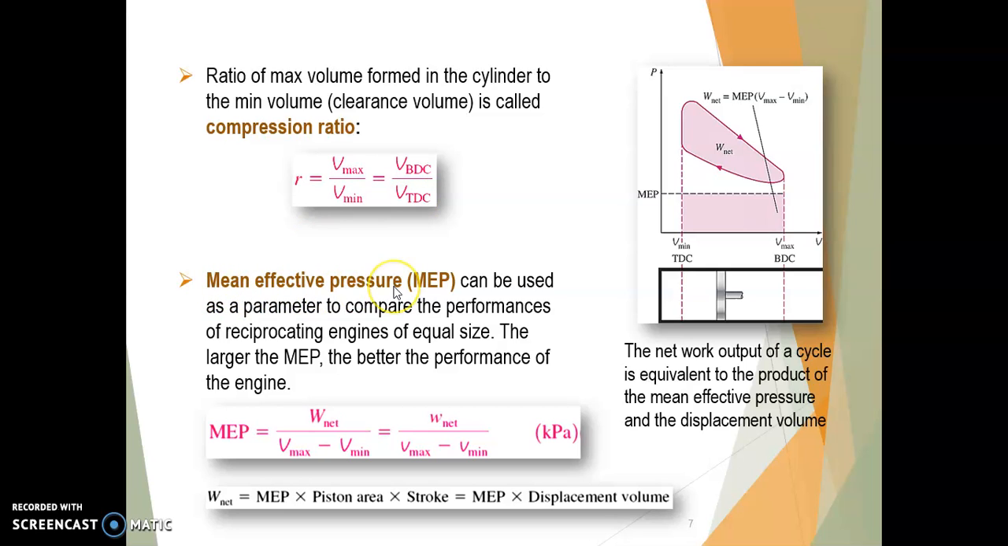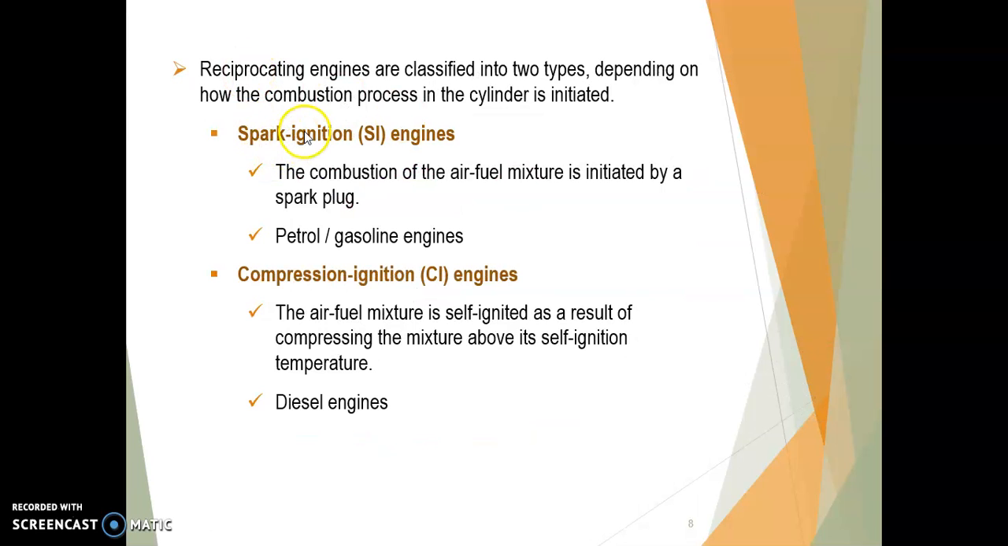Then the mean effective pressure. This helps us calculate W net over the maximum volume minus the minimum volume. These two parts are very important in the solution or calculation. So take care of these two formulas, because both will help calculate either the maximum volume or the minimum volume, and the other part will calculate the mean effective pressure. Usually the mean effective pressure is the last part of your calculation for the whole process of the engine.